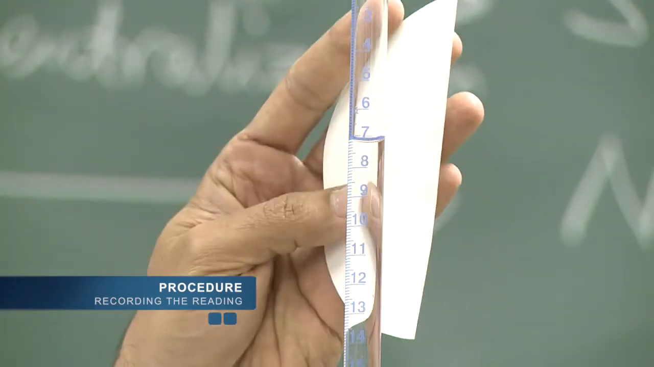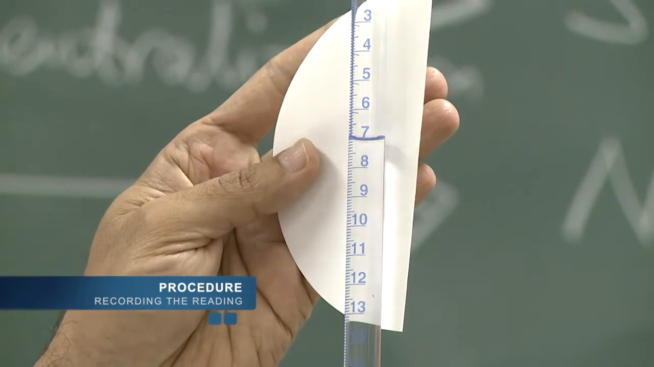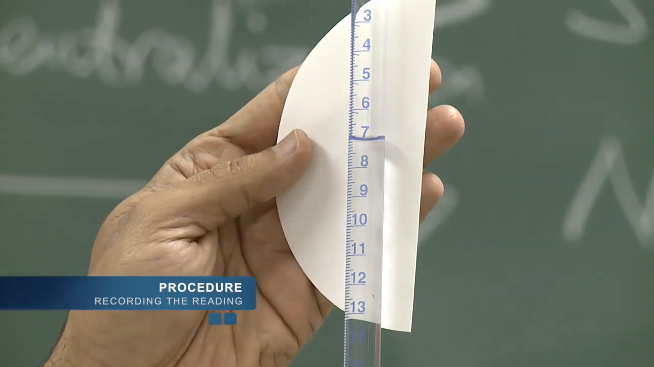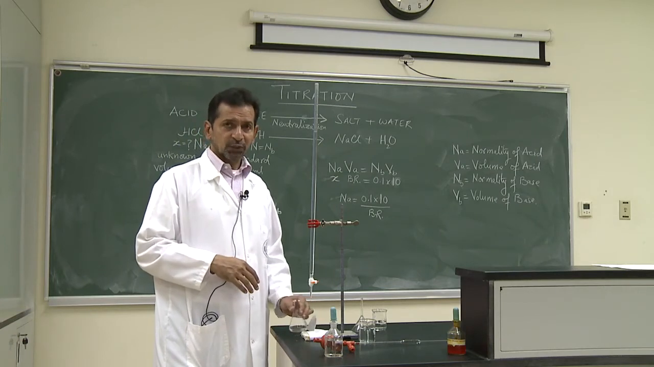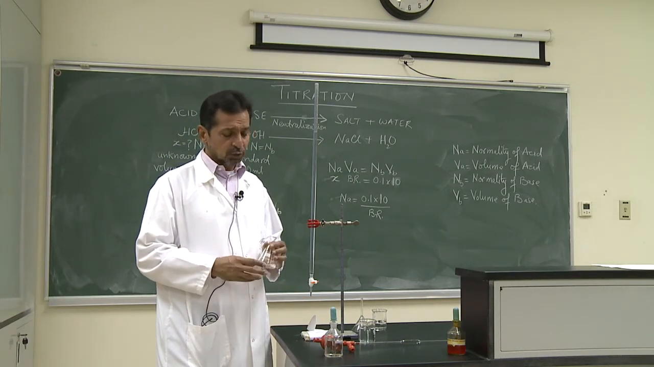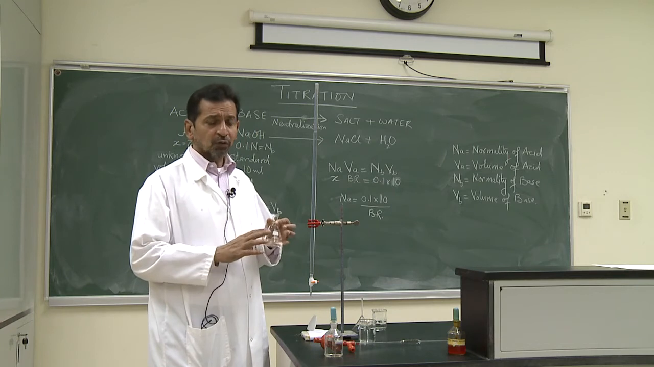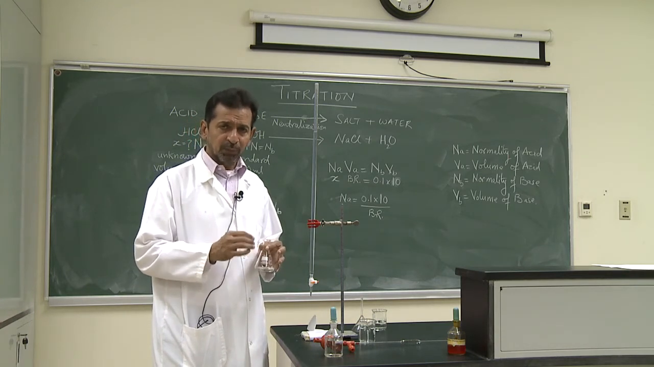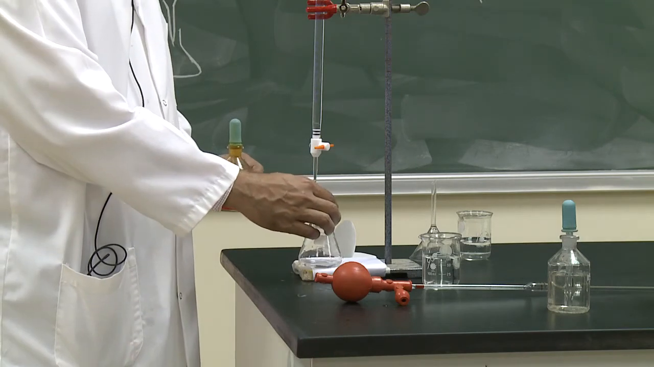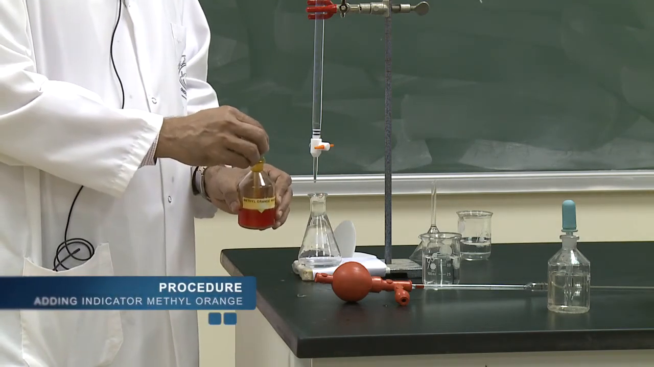For our convenience, we can keep a white paper on the back of the burette so we can see the observation clearly. After taking this reading, we have to repeat this experiment 3 times to make sure. To do this, we have to wash the flask, take 10 ml of the base in a similar way by the pipette, and now we have to add the indicator methyl orange in the conical flask.